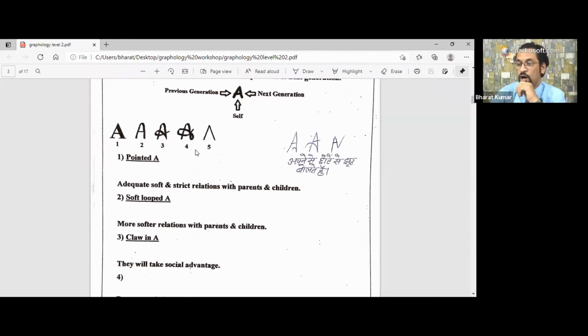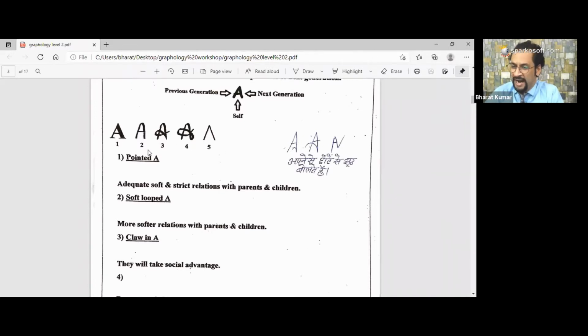Now check the fourth kind of A. In the fourth kind of A, there is no hook present here. These people are those who want to be more recommended everywhere. So the first one, adequate soft behavior, having good relation with parents and children. Second one, soft behavior, good relation, but they are too soft so they are always compromising in nature. Now, I have a question for everyone. Can you relate the second and third type of A? Can you relate the second and third type of A? Please answer in the chat box.